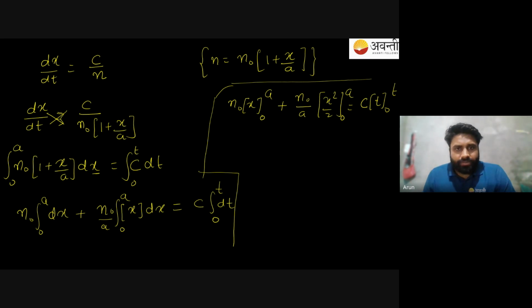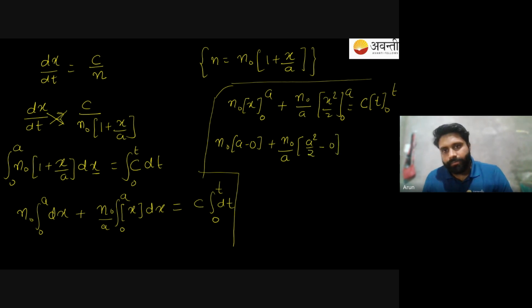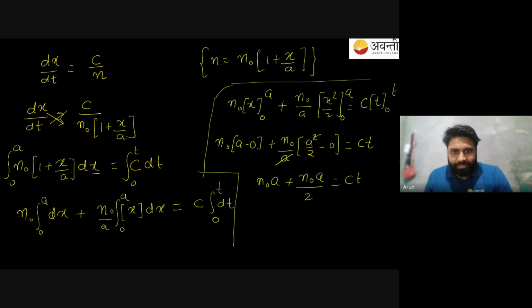So N naught, put the limit: a minus 0, plus N naught by a, it is a square by 2 minus 0, equals ct. Got it? So this a and this a will cancel out one a. So it is N naught a plus N naught a by 2 equals ct. This gives you 3 N naught a by 2 equals ct.